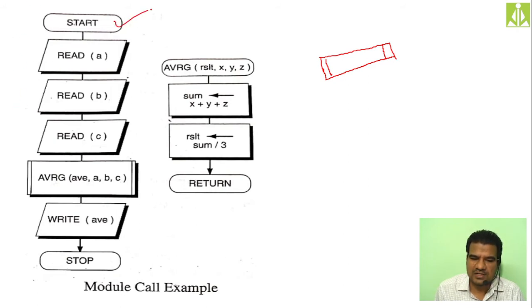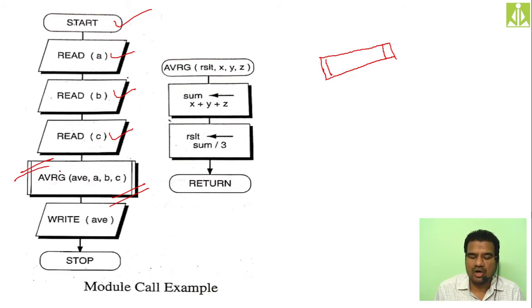See, over here I have started, then I'm using the parallelogram, I'm reading A, I'm reading B, I'm reading C, then I'm calculating the average by calling that. Calculating the average I have separated from the main flowchart by calling this module. Over here this represents the module, isn't it? From here to here this is a module call symbol.